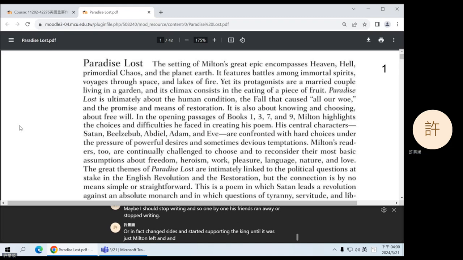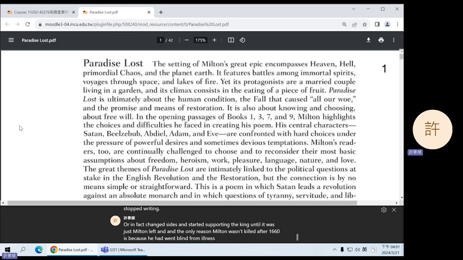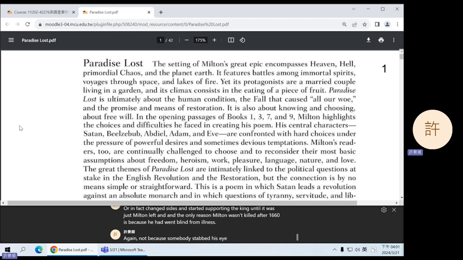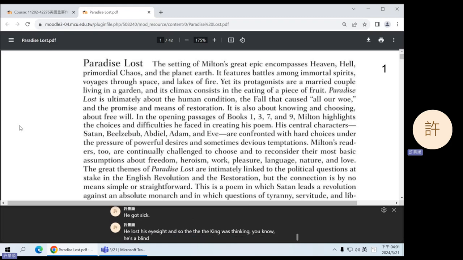And the only reason Milton wasn't killed after 1660 is because he had gone blind from illness. Again, not because somebody stabbed his eyes, right? He got sick, he lost his eyesight. And so the king was thinking, you know, he's a blind poet. What harm can he do? And so this is the situation of Milton as he was writing Paradise Lost. He started writing around the time that the Parliament started losing the Civil War.